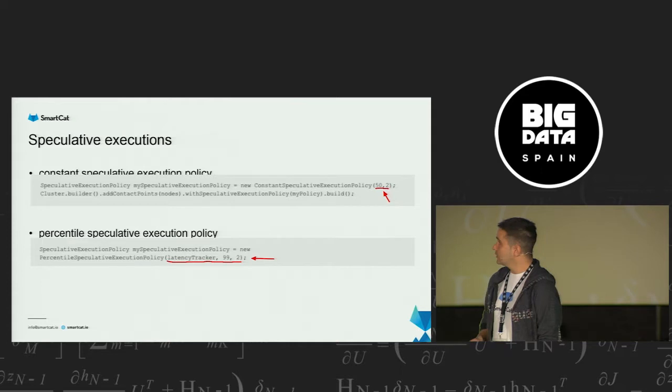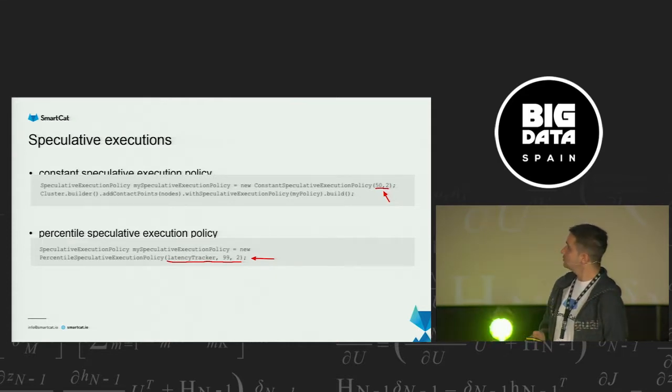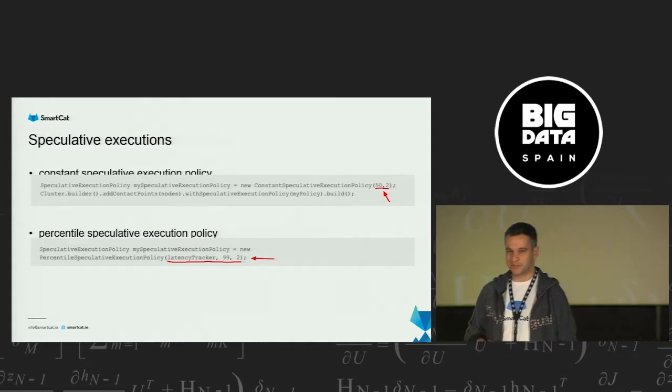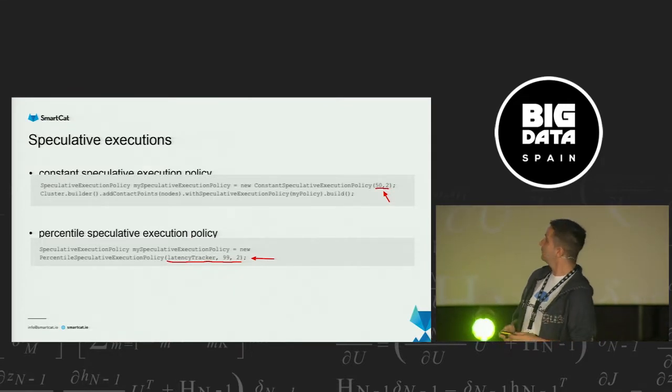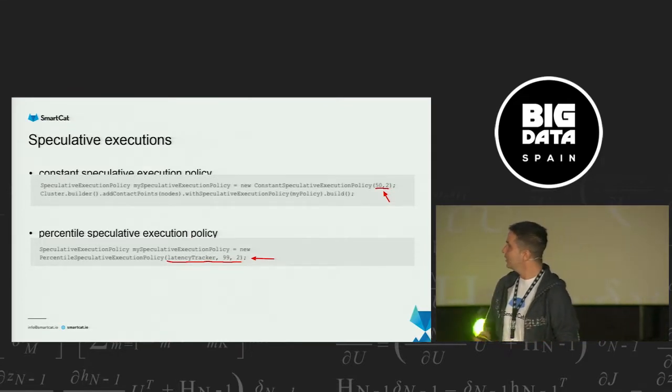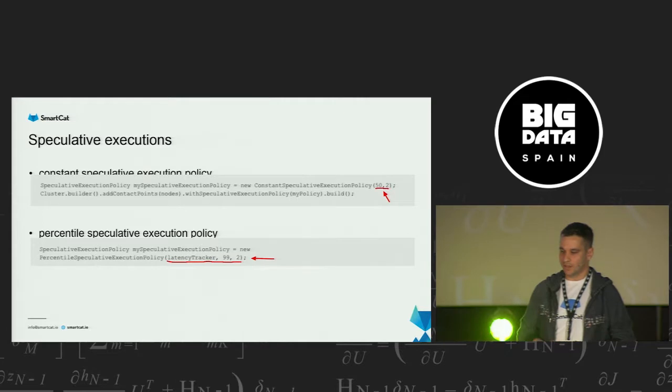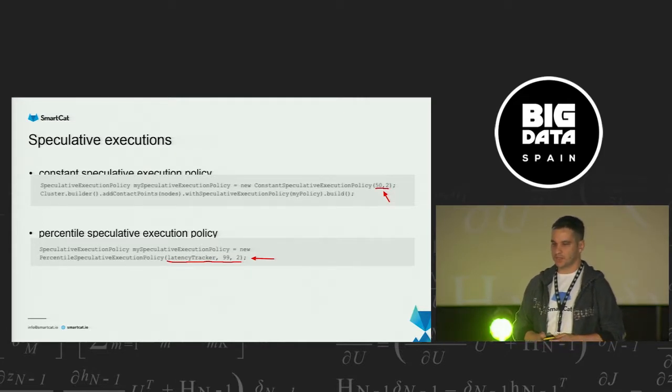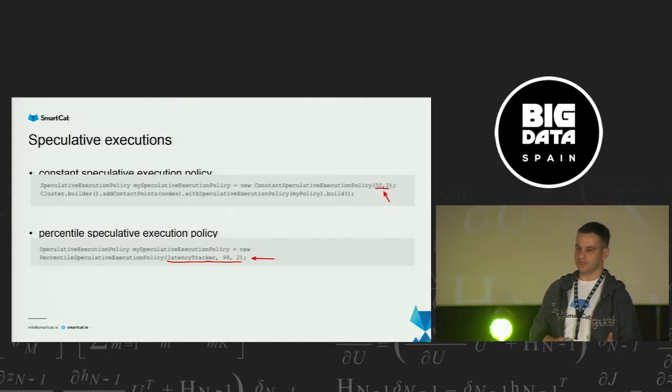We have speculative executions in 2 flavors. I created this presentation in Google Drive, so changing to PowerPoint didn't help. The upper part is the constant speculative execution policy. You have 2 parameters to pass to this speculative execution policy.